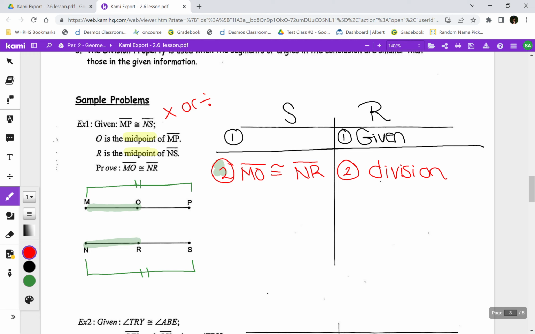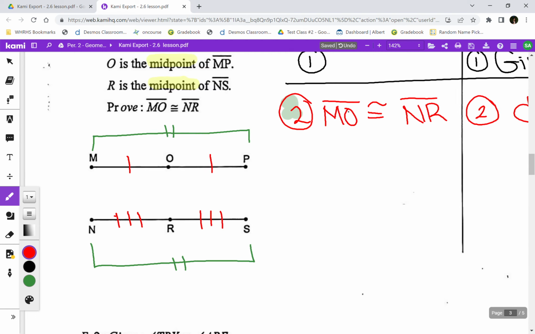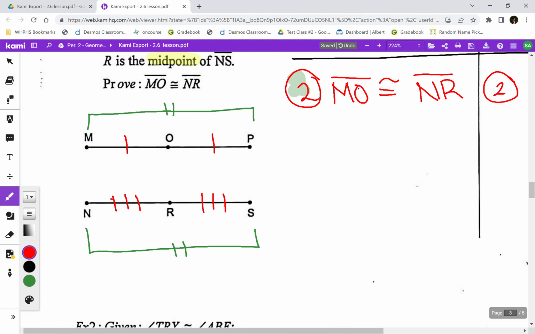Michael? So how would you make subtraction work here? So let's go through what you're saying. The way you're saying is, let's go through the definition of midpoint, right? So we would say that MO is congruent to OP. Do you agree with that? And then we'd say NR is congruent to RS. Look at my markings. They're different.